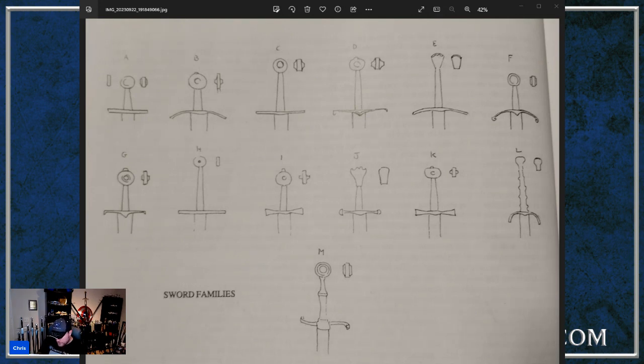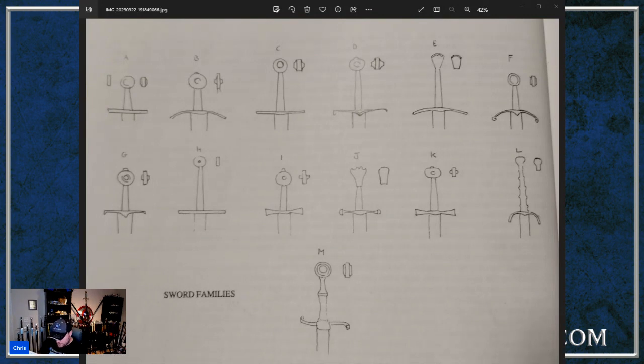Okay. Next one down, family C. So he's saying nearly all of these are type 13A blades, so the big, wide great swords from around 1100 to 1250. And he's saying after 1250, though, they are found everywhere in manuscript pictures and sculptures of all kinds. But it's a long hilt with a very deep wheel pommel and a straight plain cross. So that is family C.